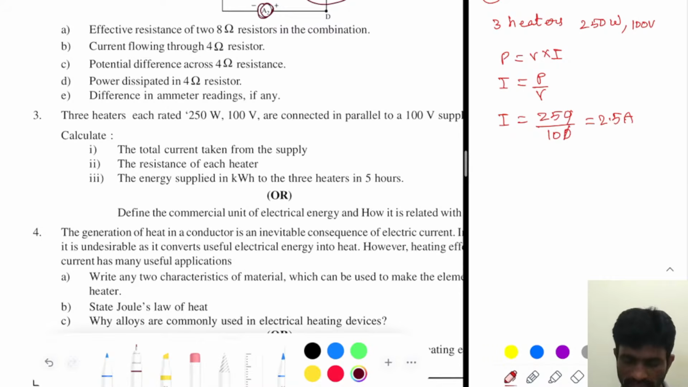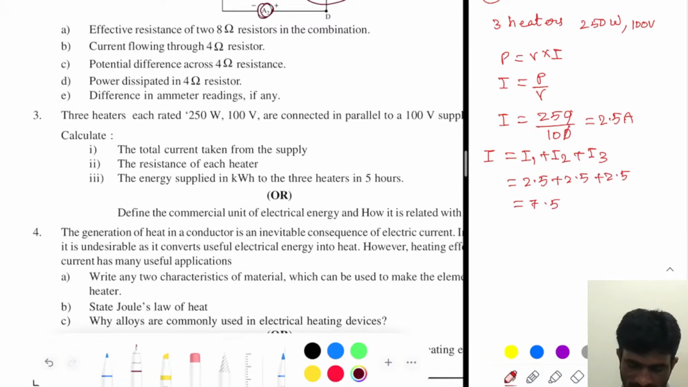Current across one heater is 2.5, because all the three are connected in parallel. I is equal to I1 plus I2 plus I3. So all the three are the same: 2.5 plus 2.5 plus 2.5. So the total current is going to be 7.5 amperes. This is I. Total current is going to be 7.5 amperes.